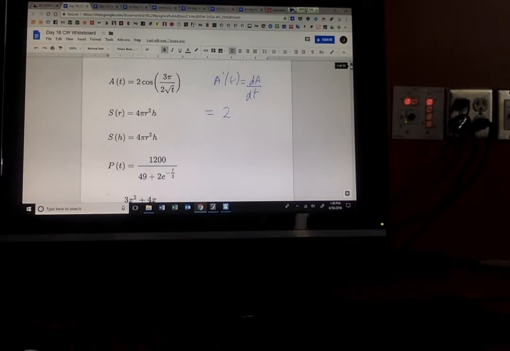What's the slope of cos monkey? Negative sine monkey. Times, now I'm going to apply the chain rule. If you look very carefully, isn't the constant 3 pi over 2? Are you able to grasp that? There's a constant coefficient of 3 pi over 2. So 3 pi over 2 will come outside.